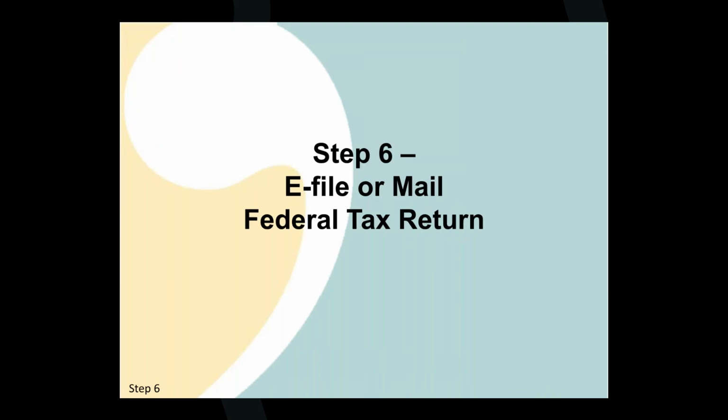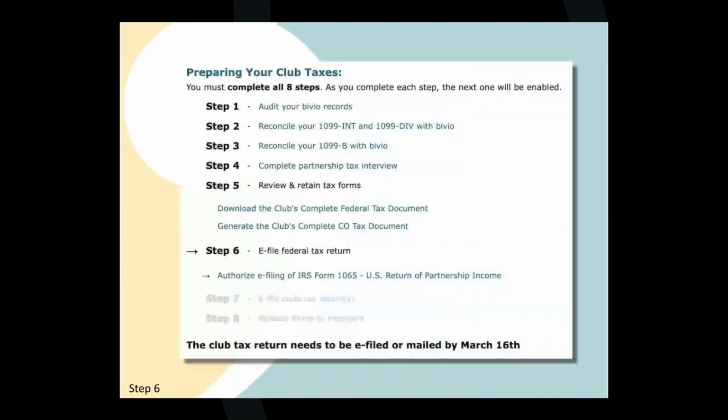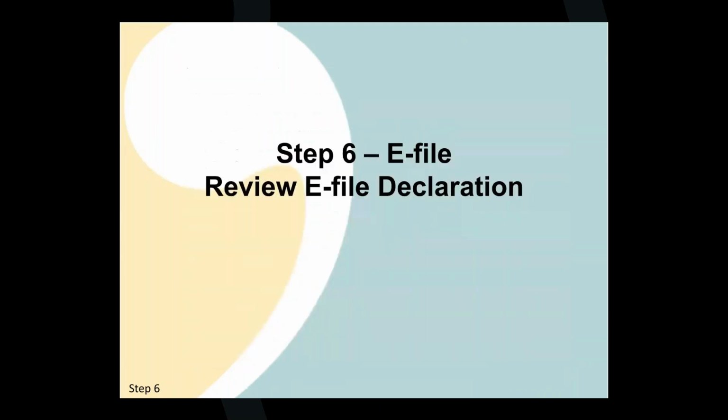We recommend it. If you've chosen to e-file your club's federal tax return, you need to review and electronically sign the e-file authorization. Click Authorize IRS e-filing of IRS Form 1065 to begin. Bivio will complete the e-file declaration form with your club's information. You need to review it.